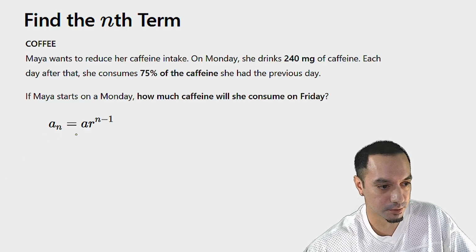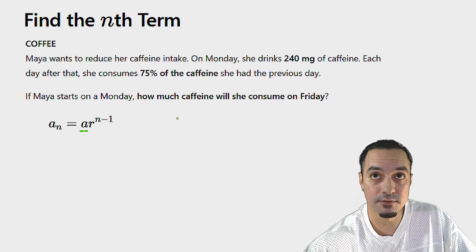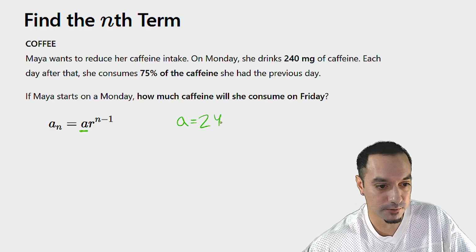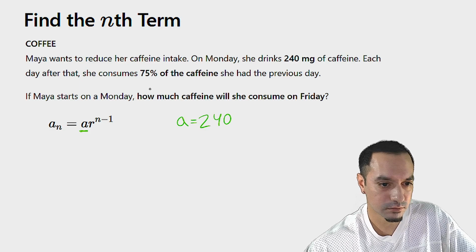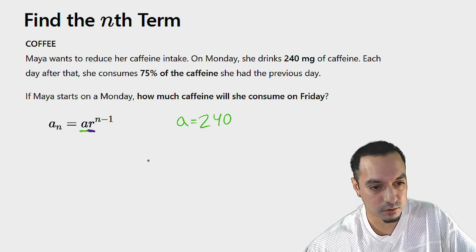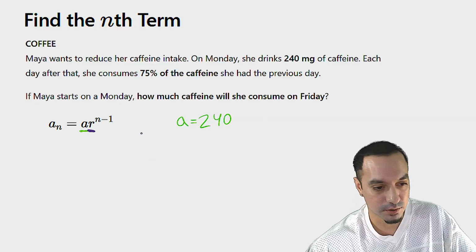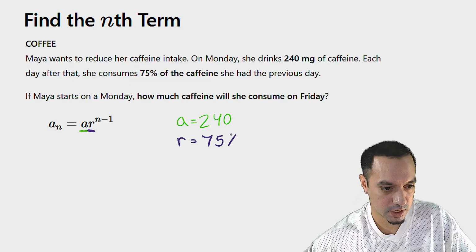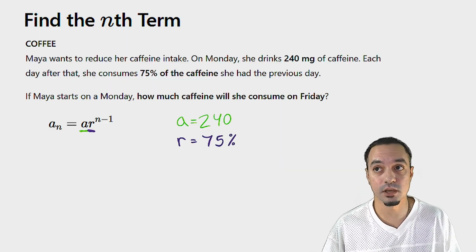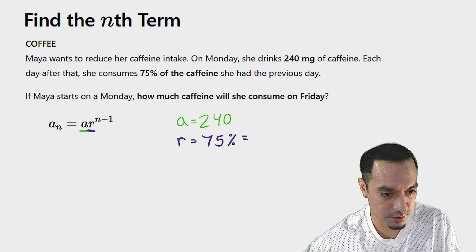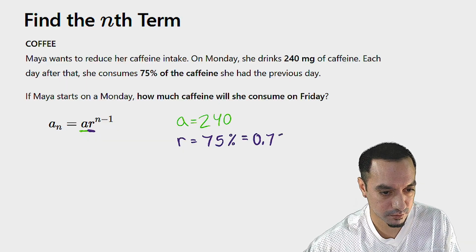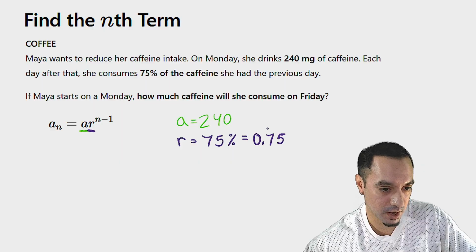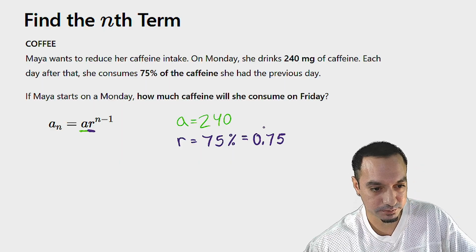First, let's make sense of our variables. So in this formula, the A value represents our starting amount. So in this case, she starts off with 240 milligrams of caffeine. Our R value represents our ratio. So in this case, it is 75%. However, when we go to plug it into our formula, we can't use it as a percent. So we want to convert that to a decimal. All right, we want 0.75 relative to the day prior.